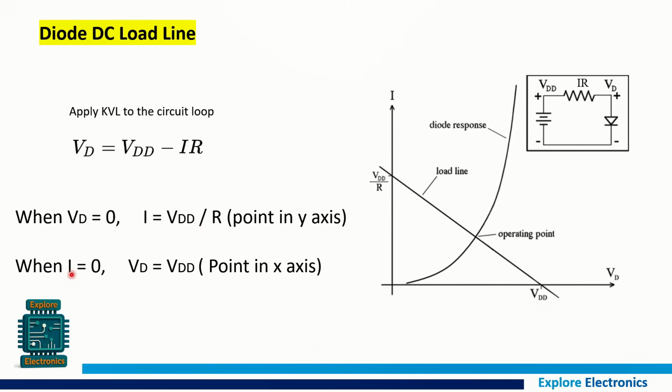Now let's assume the current is equal to 0. When the current is 0, VD becomes equal to VDD in this expression, because this term becomes 0. This is the point we get on the x-axis, when current I is equal to 0. Now connect these two points, and this line meets the forward biased characteristics at this point. This point is called the operating point. The diode operating point is this. The diode will work efficiently when we provide this much voltage across the diode and this much current. This we call the DC load line of a diode.